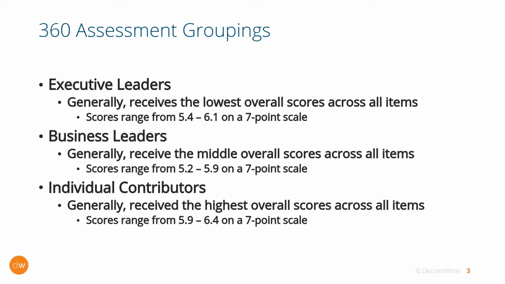So Jefferson, you mentioned executives generally receive the lowest overall scores across all items. Let's explore that a little bit. Why do we think that's the case? Why would the top of the organization receive some of the lower scores? And low is relative. It's not like we're seeing averages of 3. And by the way, just to recap, we do use a 7-point scale where 7 would be the highest mark. But why do we think that our executives are receiving the lower scores on their 360 on average?